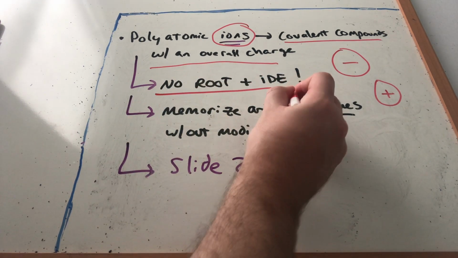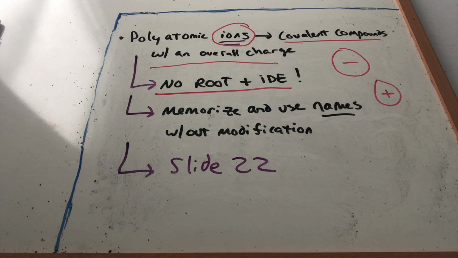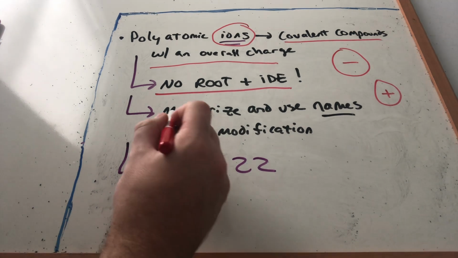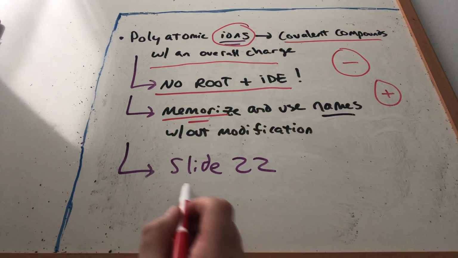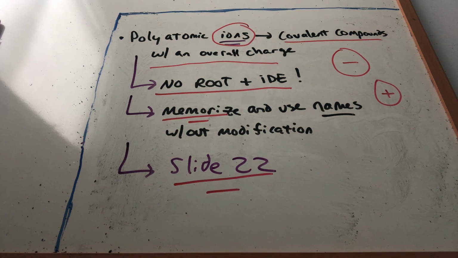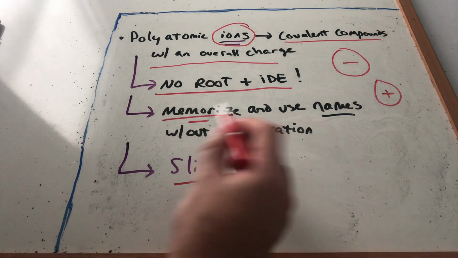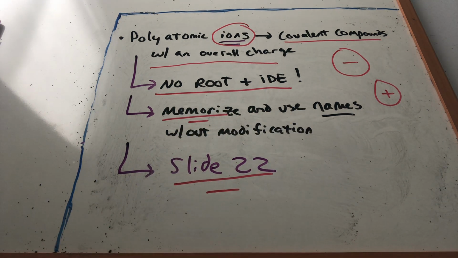We're not going to do root plus IDE with these guys, but what that means is that you have to memorize some things. So essentially on slide 22 of the chapter 2 slideshow, what you'll see is a list of polyatomic ions. You should memorize these. And in our naming rules, because we're not using root plus IDE, the reason we memorize these names is because you just use these names without modification. Essentially, in a way, the root plus IDE is already done.